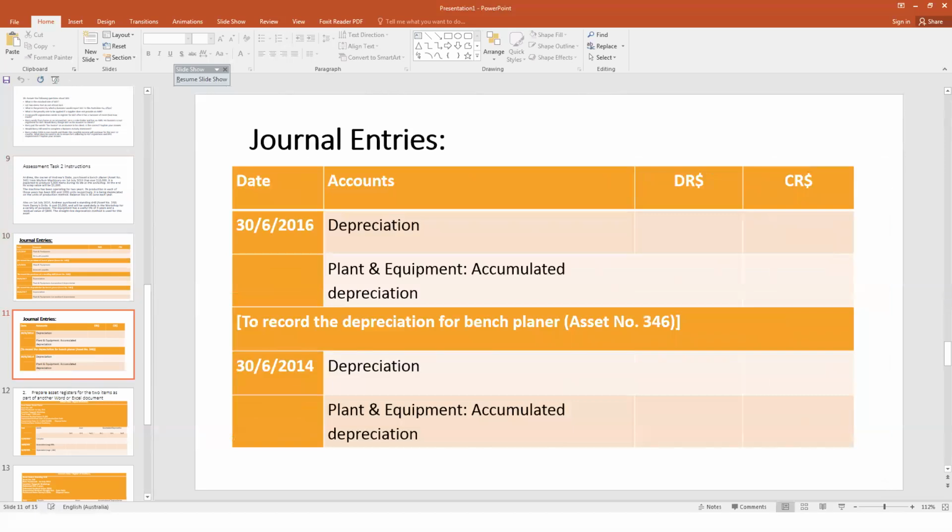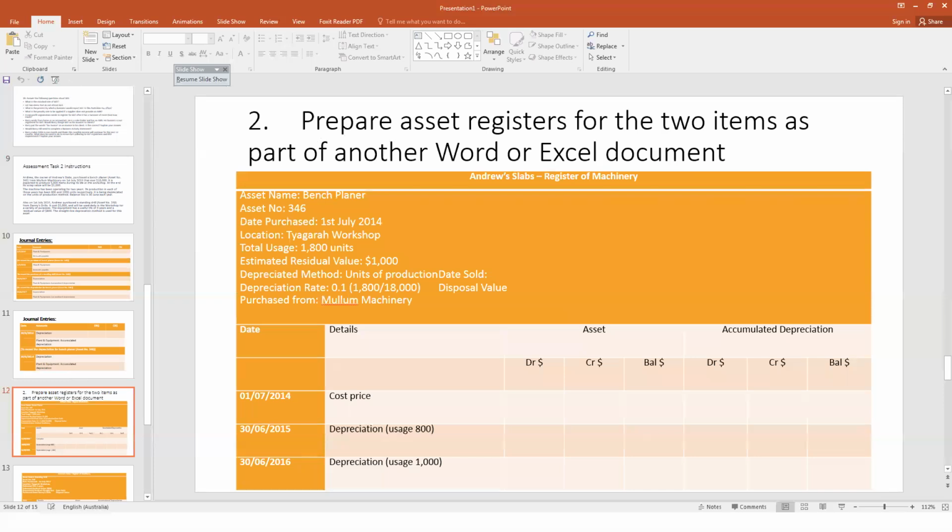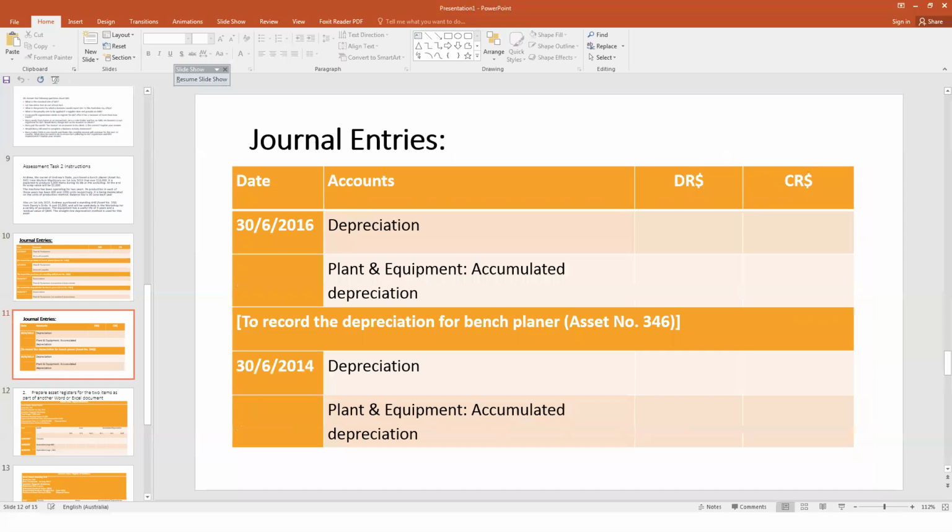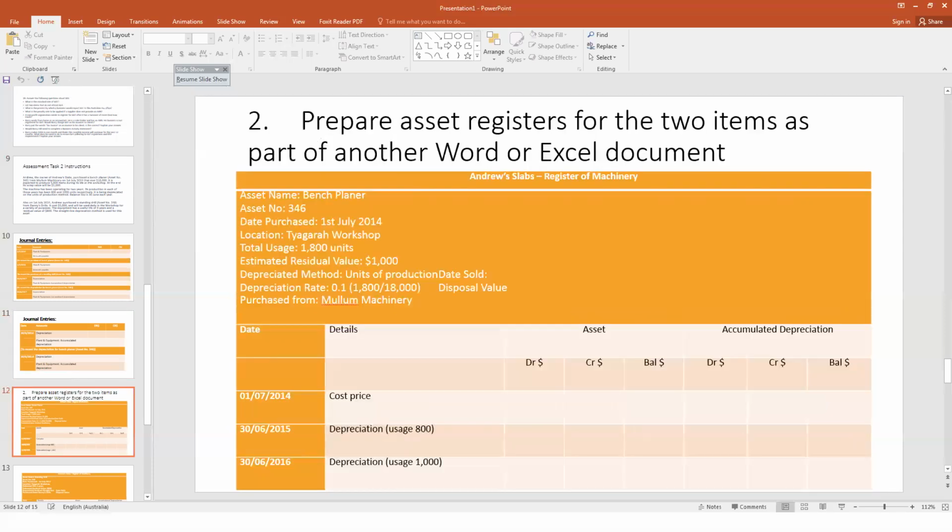So journal entries are done. We just have like 5 normal journal entries, and that is done. Then we have the asset register for 2 items. So this is now a different math. This is completely different math. First of all, this is just the entries, and now we have a different book for the asset register.